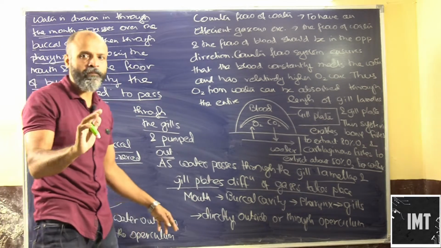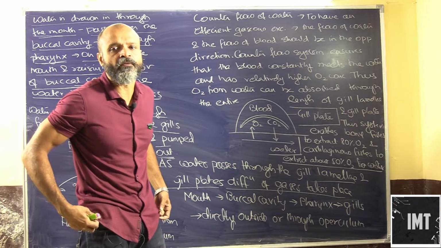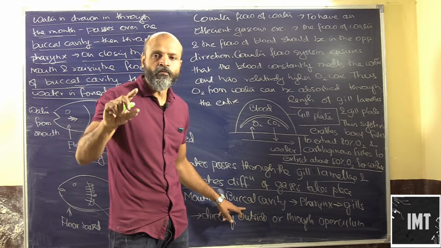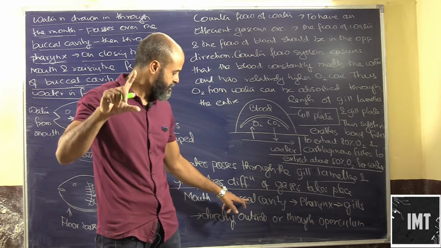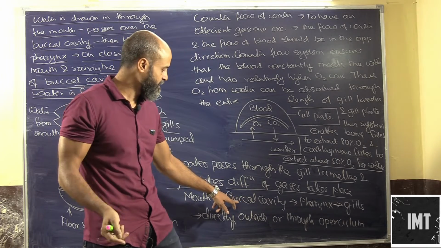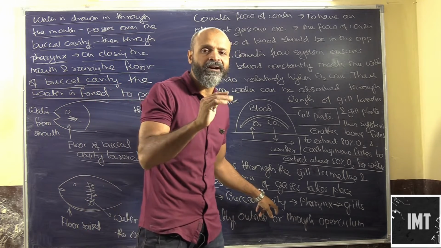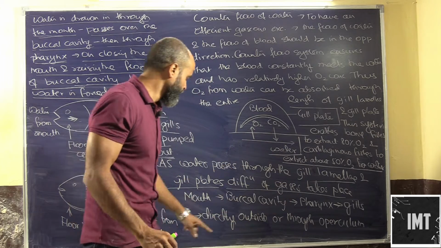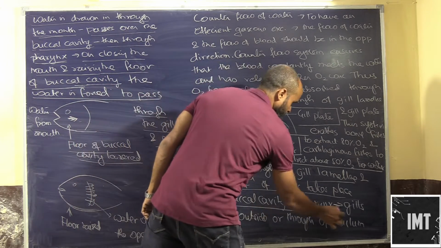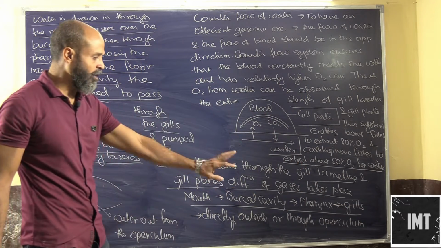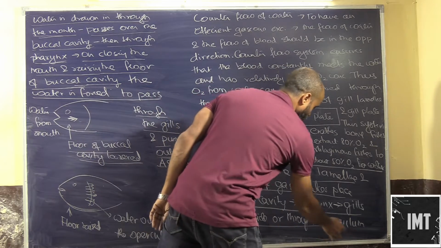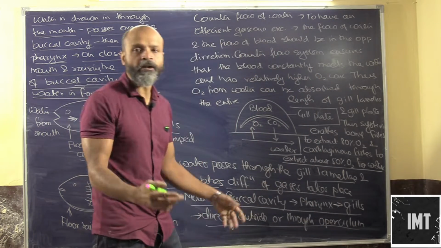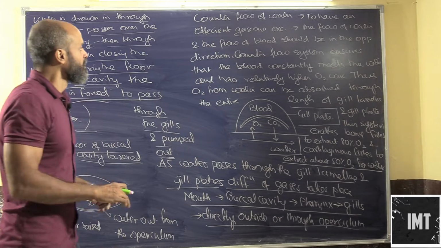So what is the pathway for the diffusion of gases in fishes? We have the mouth of the fish. The moment it opens, the water enters. The moment it closes, the buccal cavity is raised. From the mouth the water passes into the buccal cavity, then the pharynx, and then the gills. This is the pathway, and the water goes out directly or through the operculum, through which it passes out, or directly it is thrown out from the gills.